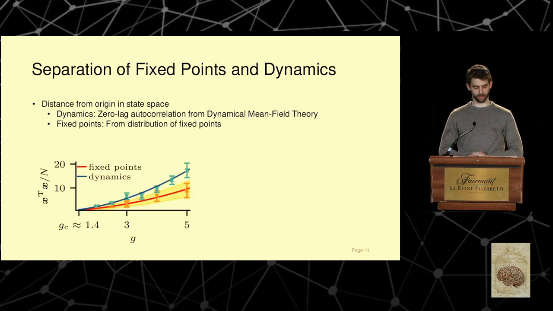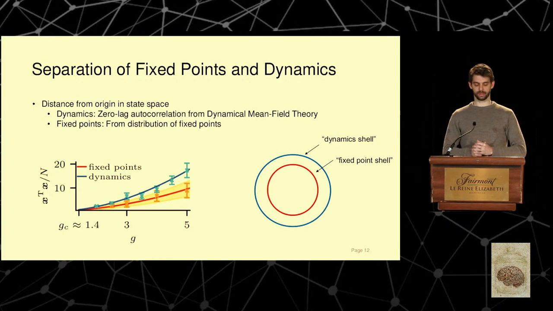And now, as you see in the bottom, as we increase the strength of the recurrent interaction, the two separate more and more. So allow me to put this into a simple sketch where we have two spheres given by a certain fixed radius to the origin, and we have this sphere of fixed points that lie inside the sphere of the dynamics. But I would also like to point out that this really is a sketch because, in particular for the fixed points, it's non-isotropic.